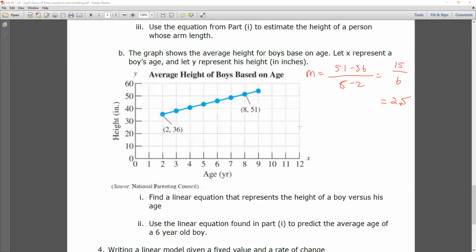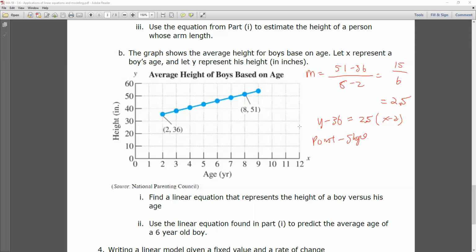So from here, we have the slope. I'm going to go ahead and use one of the points, and I'm going to use the point-slope formula. So this is y minus 36 equals 2.5 times (x minus 2), using point-slope. Okay, so that'll take care of part 1.